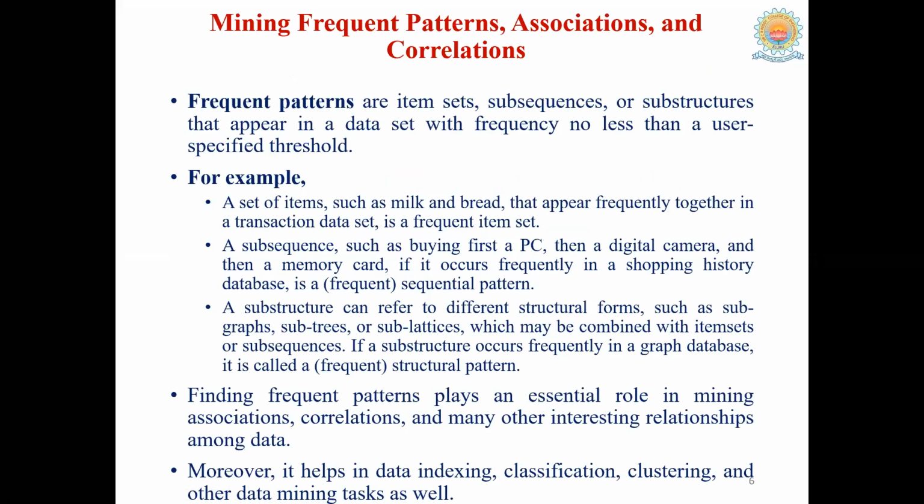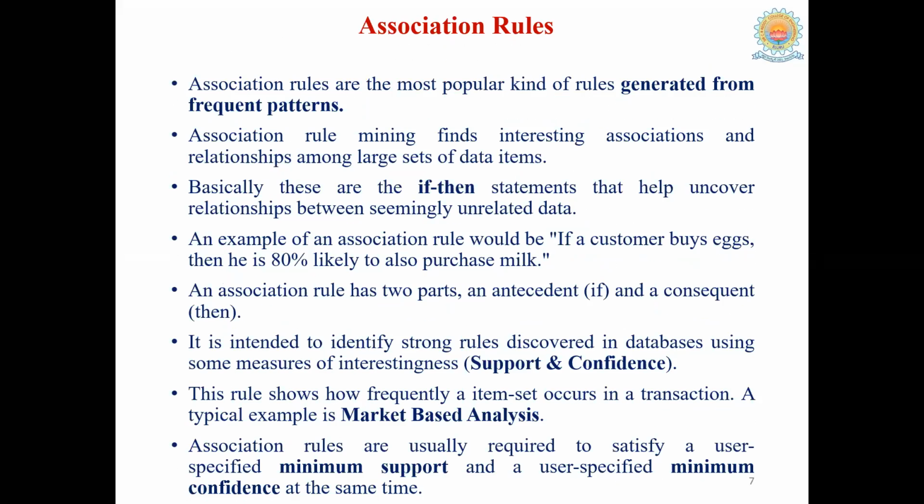Frequent patterns occur frequently by satisfying a given threshold. Such patterns are referred to as frequent patterns. And frequent patterns may be itemsets, subsequences, or substructures. So finding frequent patterns helps in mining associations and correlations among the data.